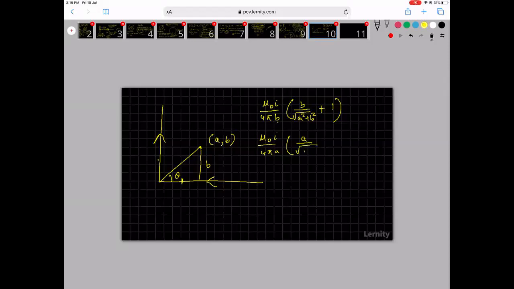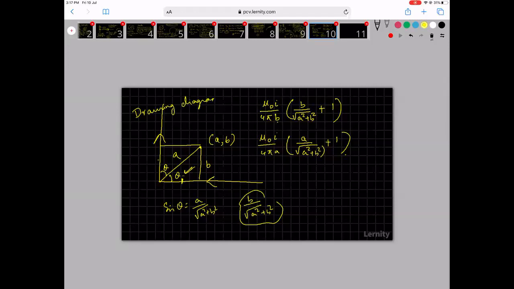Sine theta 1 is A by root over of A square plus B square, plus 1. This distance is going to be A. If this angle is theta, then sine theta is equal to A by root over of A square plus B square. If this angle is theta here, then it is equal to B by root over of A square plus B square. What I am trying to tell you is, drawing diagrams makes things easy.